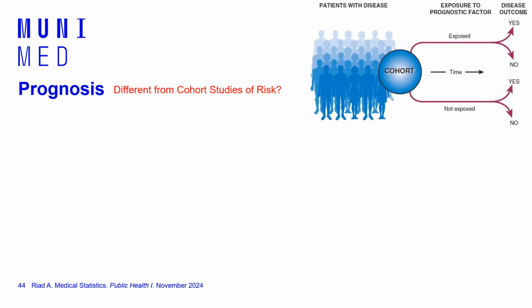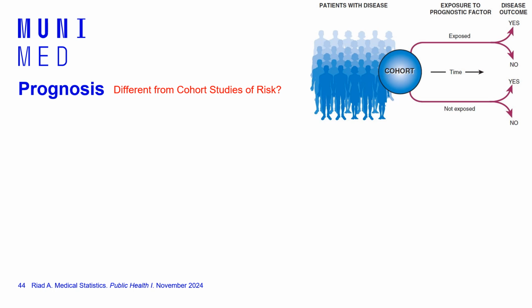So prognosis is a concept that we use in medicine to understand what will happen for the patients that are suffering from a disease at the moment. So we use cohort studies also for prognosis, but these cohort studies that we use for prognosis are different from the cohort studies that we talked about in the previous seminar, which are cohort studies of risk.